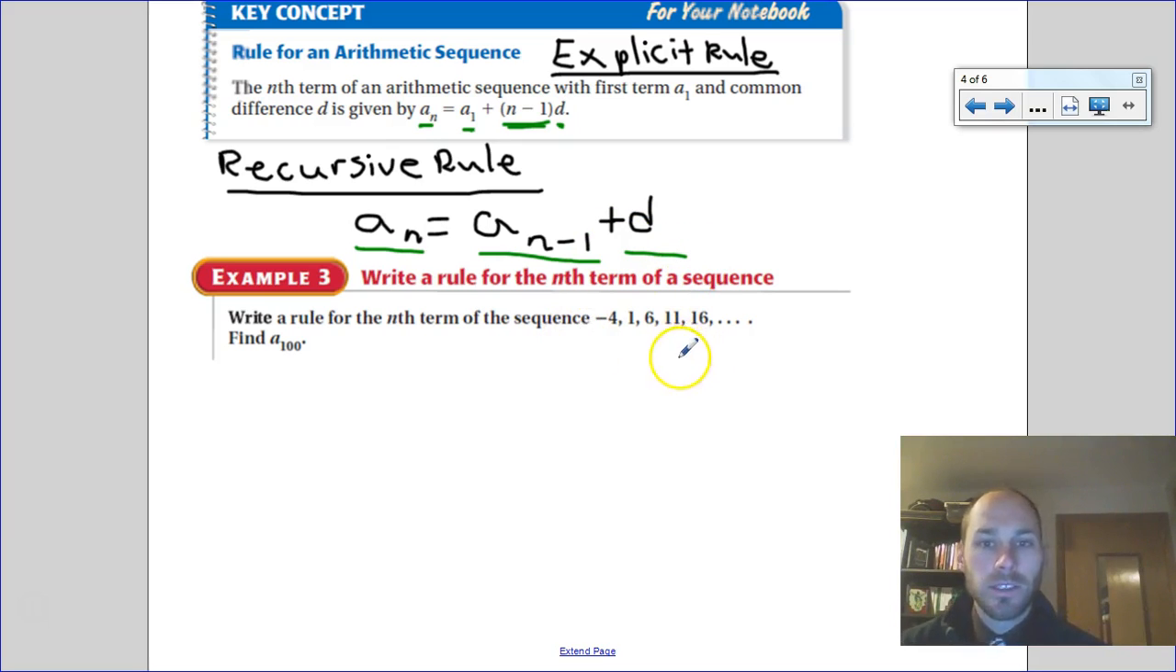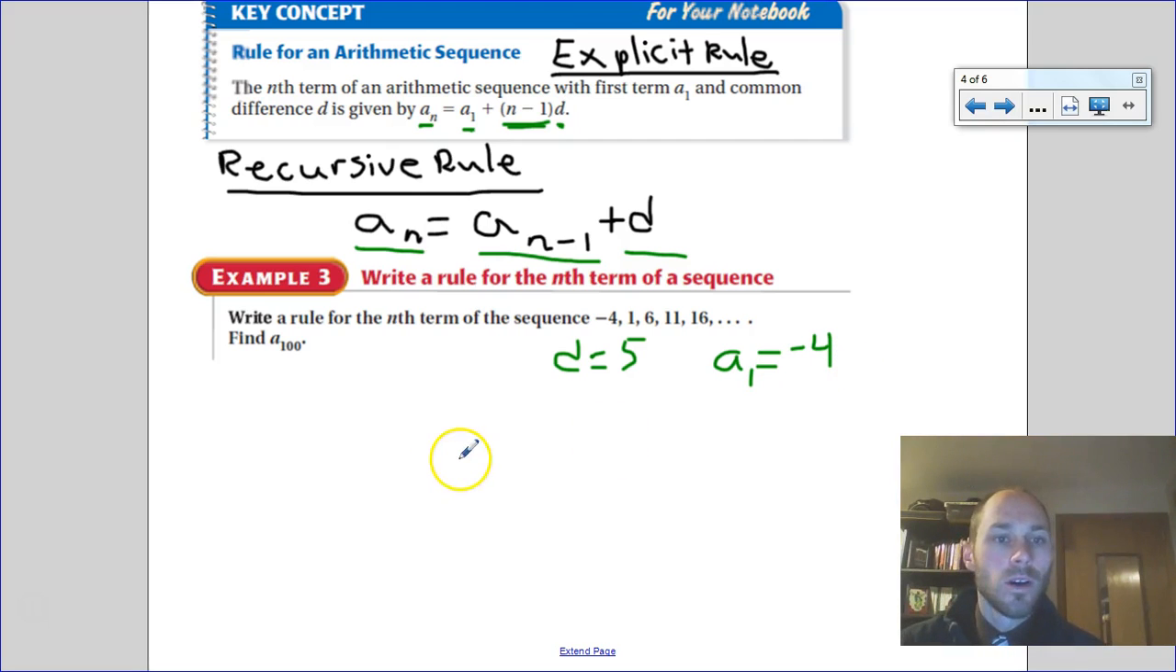So let's take a look at this sequence again: -4, 1, 6, 11, 16. I'm going to write the rule for the nth term. Once again, we said this common difference is 5, because that's what we're doing each time. We're adding 5. And then let's look at some of the different terms that we have. The first term, a sub 1, is -4. When we write the rule, because we want to find the 100th term, you don't want to keep adding 5 99 times. That's just going to take forever.